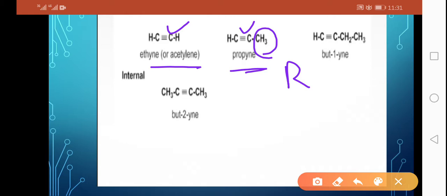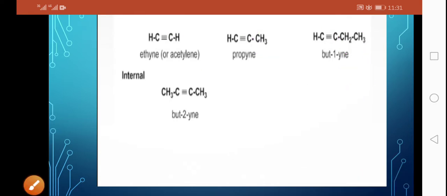And in the third one you can see which is called but-1-yne. Here again CH2CH3 is an alkyl group, and the triple bond is present at the end of the chain. That is why it is an example of terminal alkynes.